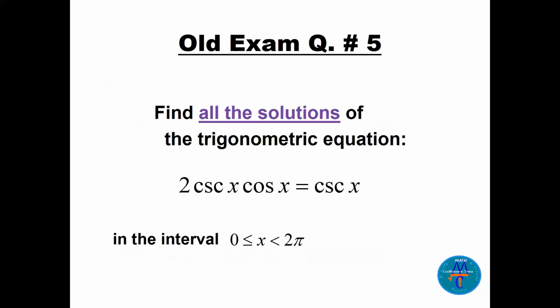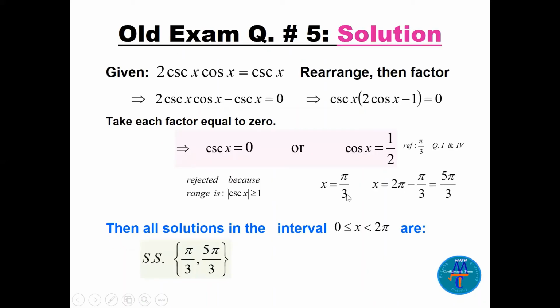Question number 5 and question number 6, similar. I will tell you how they are similar. Now let's find the solution of this. 2 cosecant of x cosine of x is equal to cosecant of x. For sure here we cannot divide by cosecant of x, so we can rearrange. So bring everything on one side is equal to 0. Take cosecant of x as a common factor. Inside the bracket we have 2 cosine of x minus 1. Let's take each factor equal to 0. Cosecant of x is equal to 0, or cosine of x is equal to half.